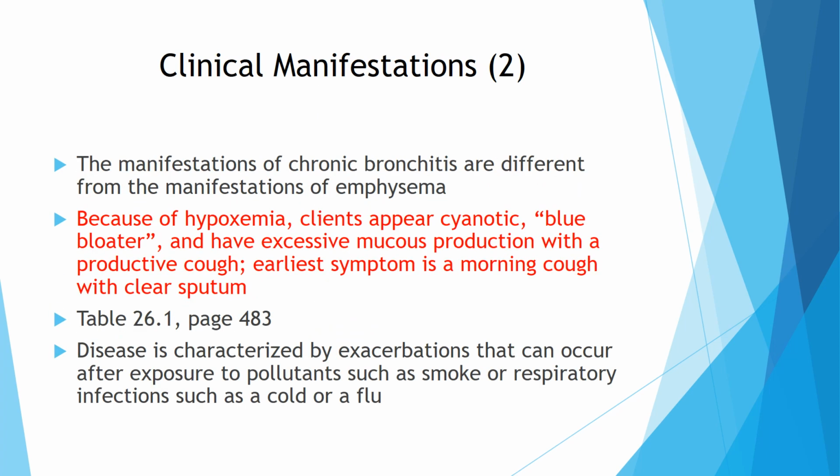The manifestations of chronic bronchitis are different from the manifestations of emphysema. Because of hypoxia, these clients with chronic bronchitis will appear cyanotic, and we call them blue bloaters. And the way that I remember this is cyanotic is a C. Chronic bronchitis is a C. They will have excess mucus production with a productive cough. Their earliest symptom, their very earliest symptom, will be a chronic morning cough with clear sputum.